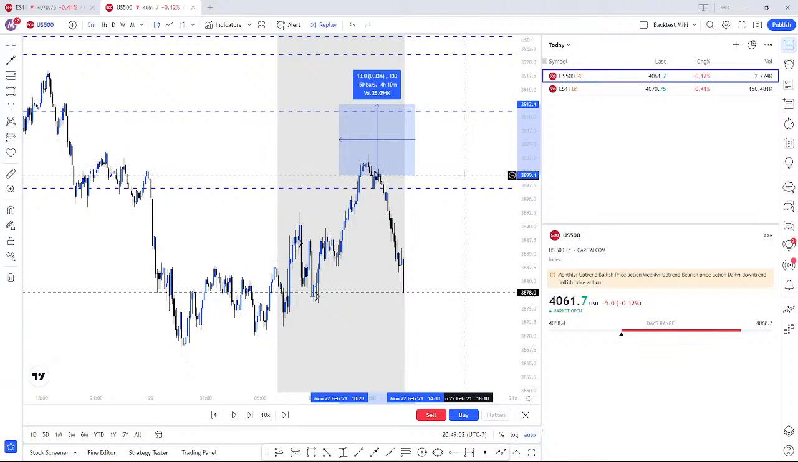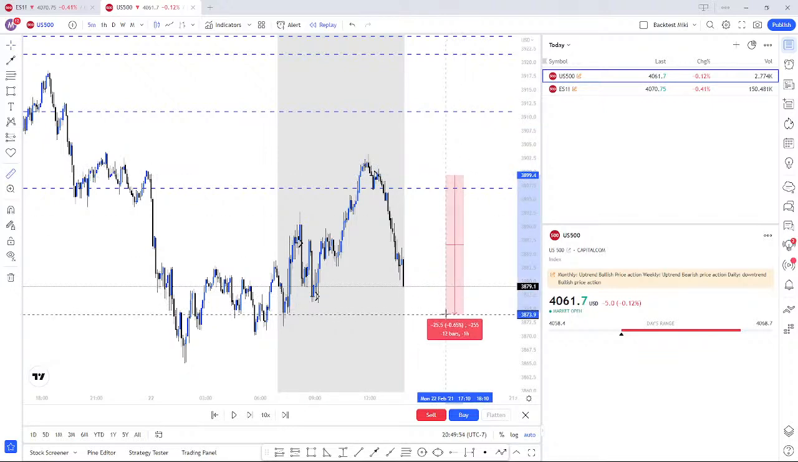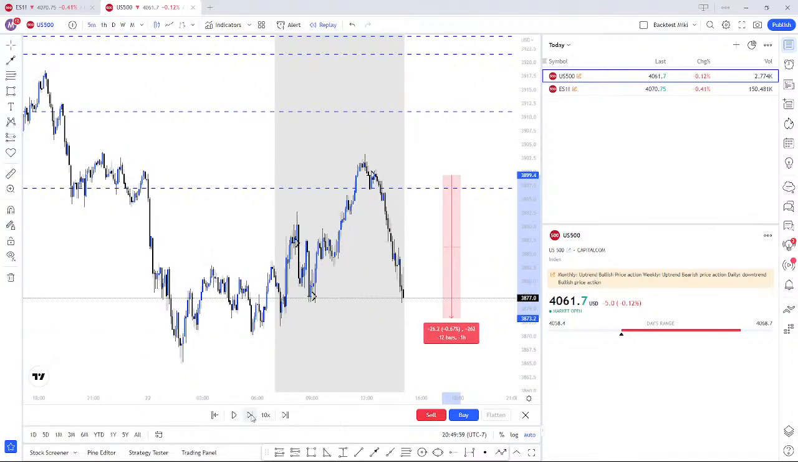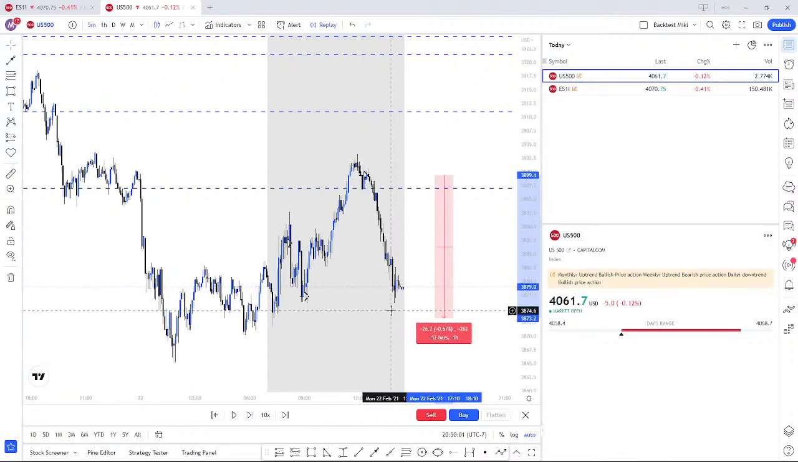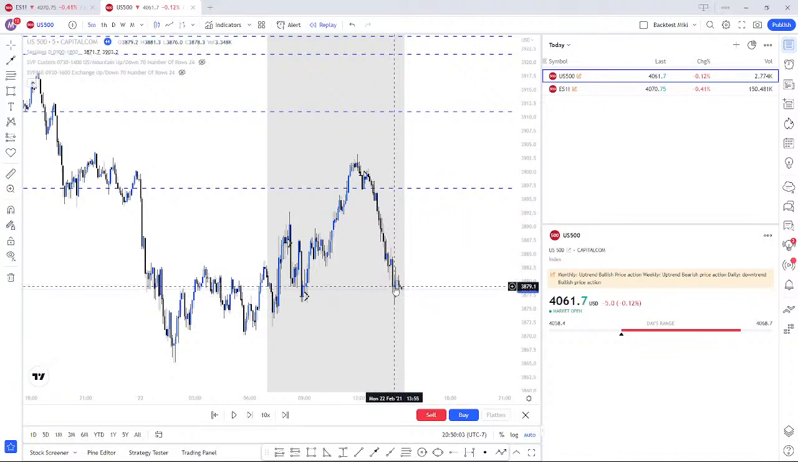Damn. We're about to break even on our long, bro. It's crazy. Holy shit, we broke even on our long.